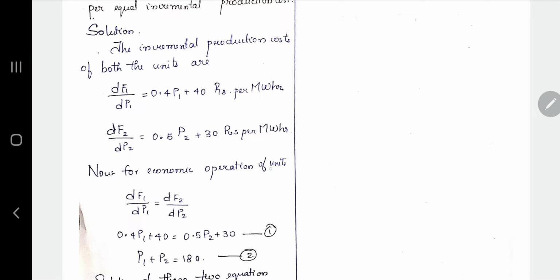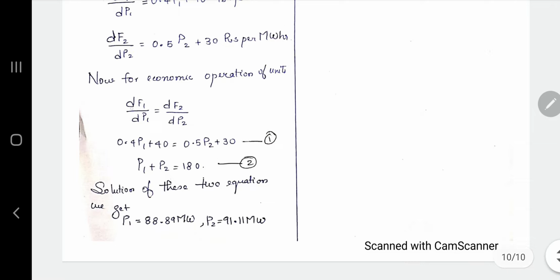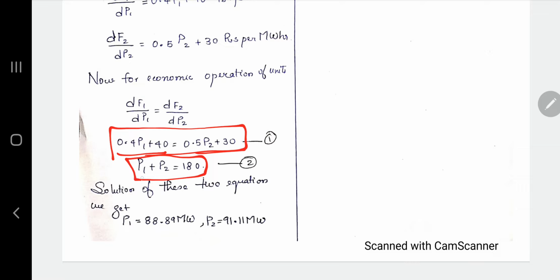Now for the economic operation of the units, equal incremental production has to be done. So neglecting the losses, equal incremental production can be considered: df1 by dp1 is equal to df2 by dp2. Just substitute those values and the equation will be like this. One more thing we already know, the total generation should be equal to 180 megawatt. Using these two equations, we can solve and get P1 is equal to 88.89 and P2 is equal to 91.11. So this is according to equal incremental production cost.